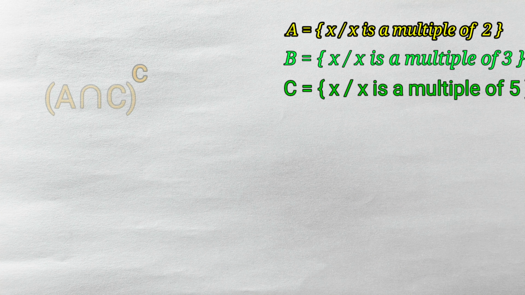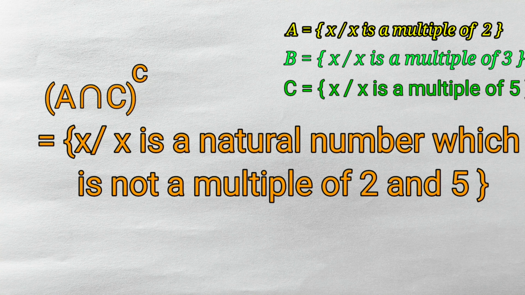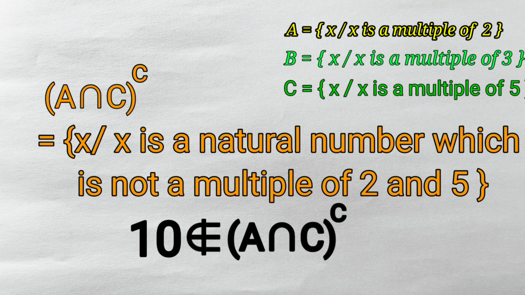Next, set (A intersection C) whole complement. It means the set of x such that x is a natural number which is not a multiple of both 2 and 5. Which means if any number is a multiple of both 2 and 5, that number is not taken into the set (A intersection C) whole complement. For example, let us take the number 10. It is a multiple of both 2 and 5. That's why this number 10 does not belong to (A intersection C) whole complement.